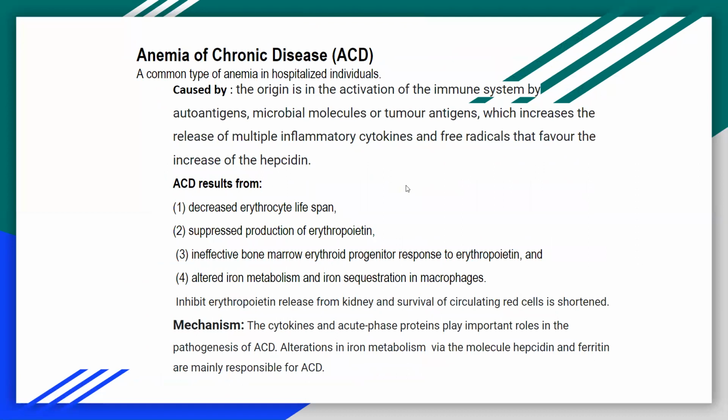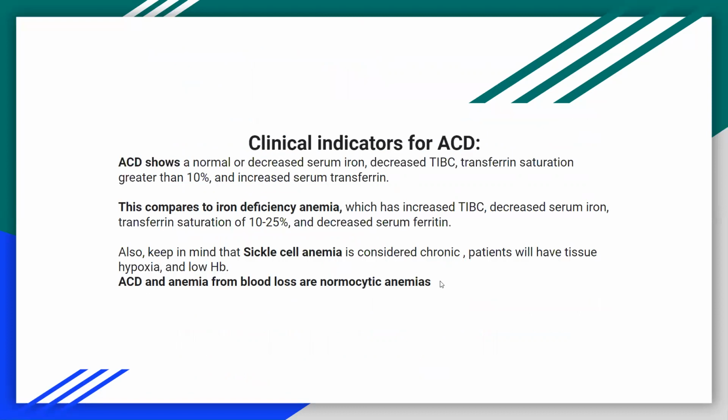Then we have anemia of chronic disease, ACD, very common in the clinic. It results from 4 different categories of causes I have listed here. The mechanism is important to know. The cytokines and acute phase proteins play important role. And also it can cause alteration in the iron metabolism because of the molecule hepcidin and ferritin. Very important, these 2 terms.